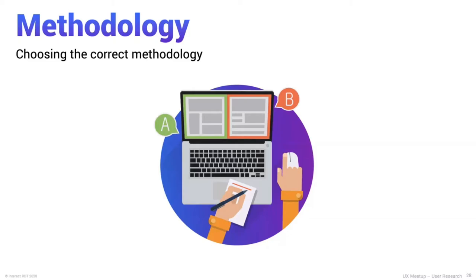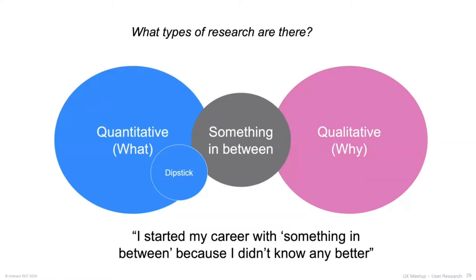Okay, so if we move on to methodologies, the next thing we want to look at is choosing the correct methodology. I just wanted to give a brief background, if not everyone's familiar with research. There are basically two different types of research that you can do. You can do quantitative research, which is the numbers, doing surveys and things like that. And you can do qualitative research, which is the why. So the quantitative is the what, and the qualitative is more about why people do the things they do, their behavior and their needs and all of that type of thing.